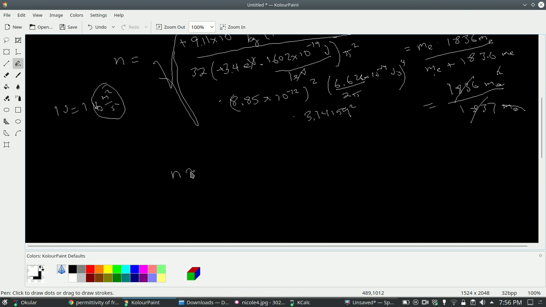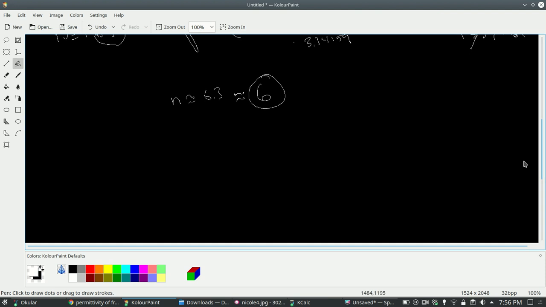So n is about equal to 6.3, but n is not allowed to be anything but an integer. In the case of n, it can't even be negative, so it has to be a whole number. And it can't even be 0, so it actually has to be a natural number. So we're going to round this to the nearest natural number, which is 6. So n equals 6. This is the hard way. Let me show you the easy way now.